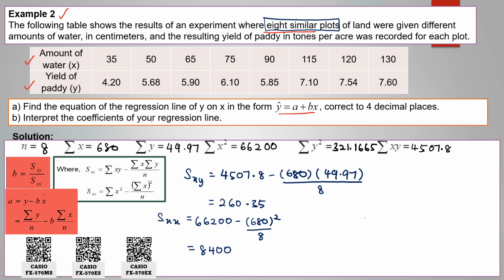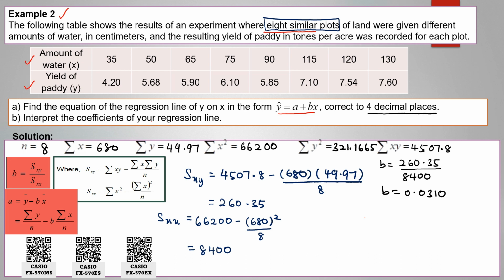Then the value of B would be equal to 260.35 divided by 8,400, and your B is equal to 0.0310. Please remember, you should write the value of parameters A and B correct to 4 decimal places.